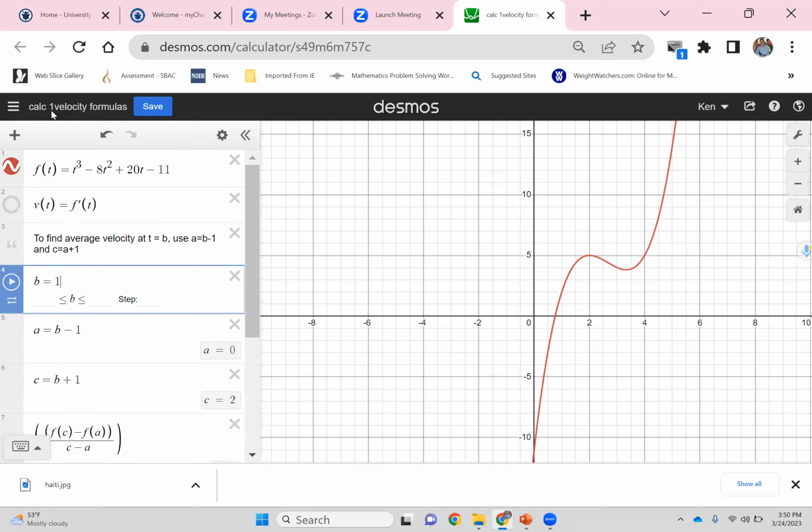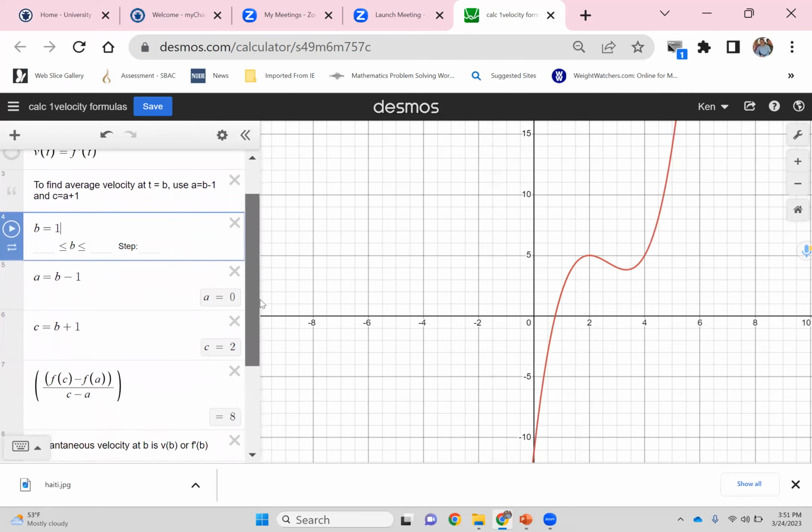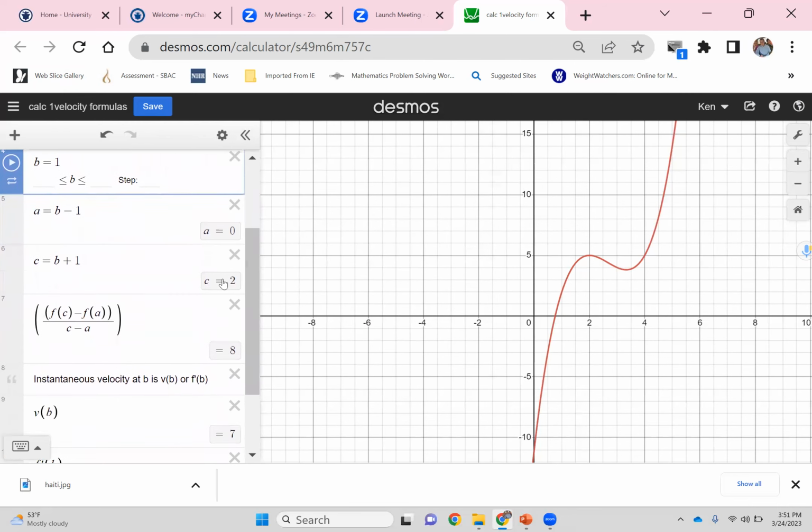And by the way, this is called Calc 1 velocity formulas. I would ask that you save it into your Desmos account. And when we do that, it changes our A and our C values to what we want them to be. And here's our average velocity, positive 8.